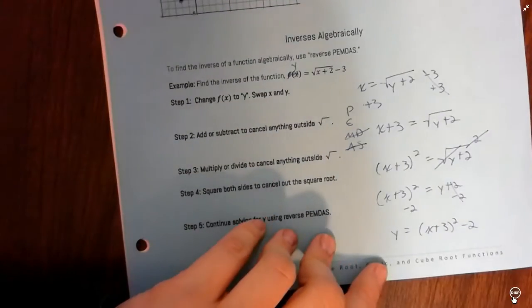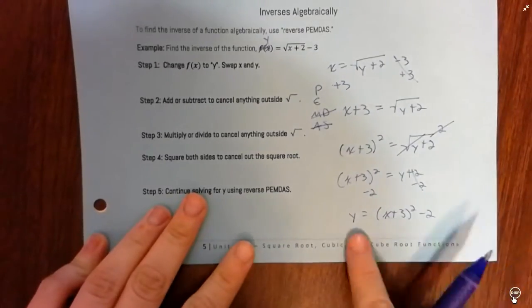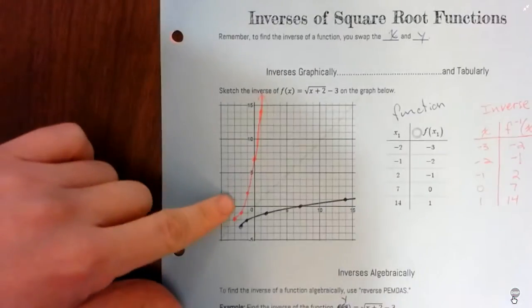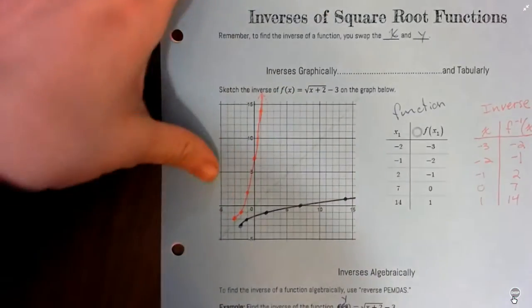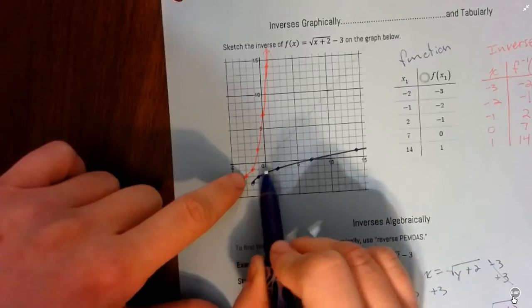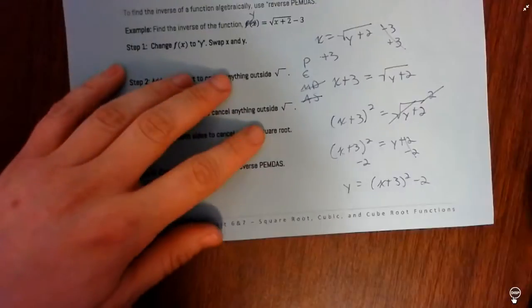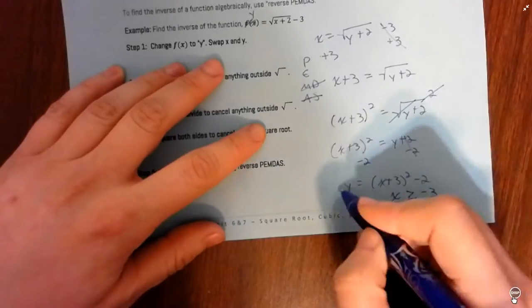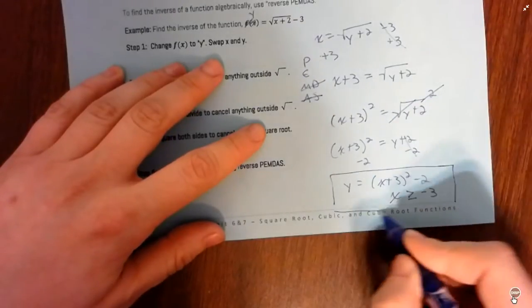So there's my inverse. Now, you can see this equation here is a full parabola. It's a full quadratic, but our inverse is just half of one. So what you have to do is restrict your domain. So notice our x's start at -3 and then get larger. So you're just going to put x is greater than or equal to -3. And that is your inverse function.